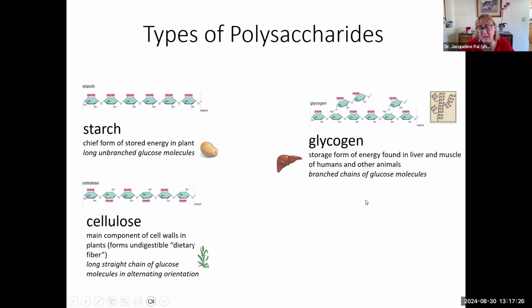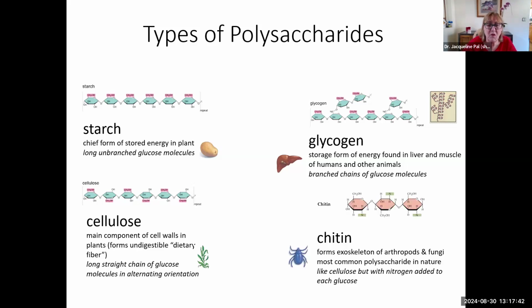And the fourth type of polysaccharide, you may not have heard about it, but if you've ever encountered a creature known as a cockroach and stepped on it and heard that crunch, you have encountered the polysaccharide known as chitin, because it forms the exoskeleton, the outside skeleton of arthropods, ticks, beetles, cockroaches, as well as some fungi. And that makes it the most common polysaccharide found in nature.